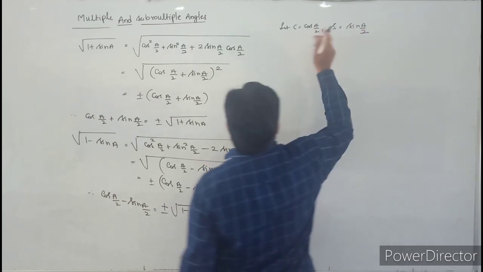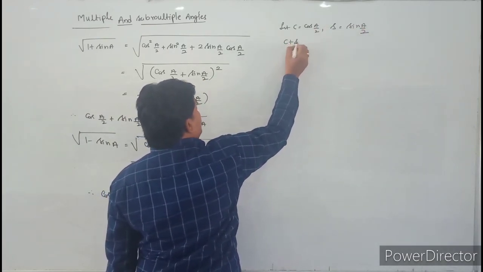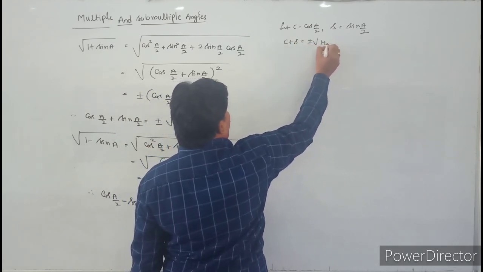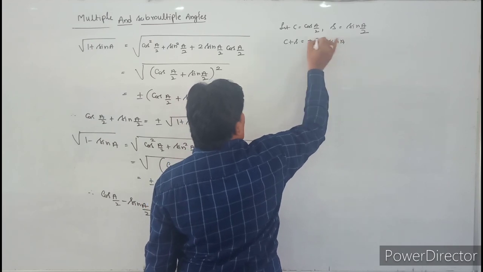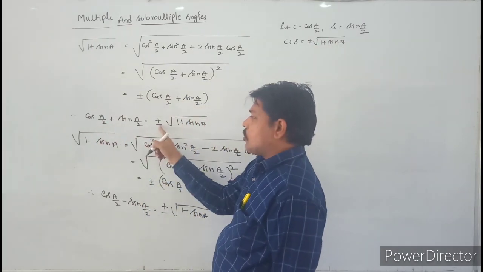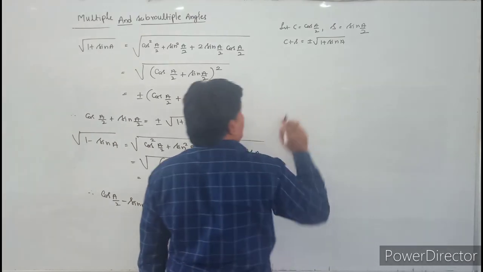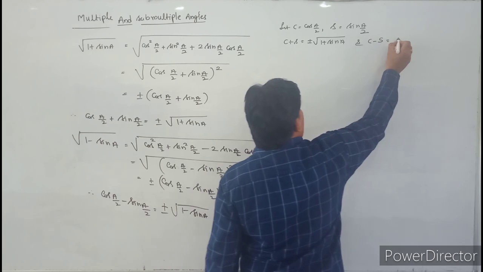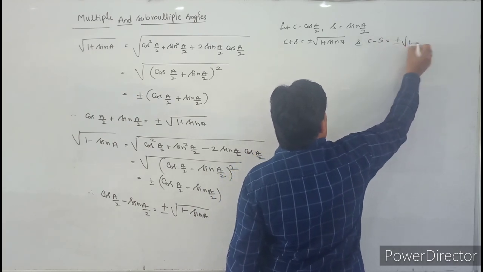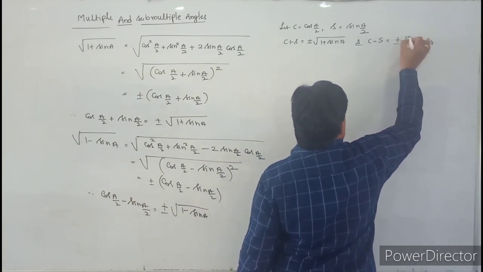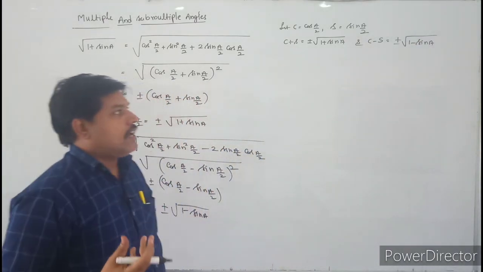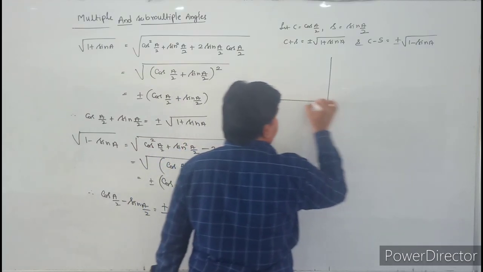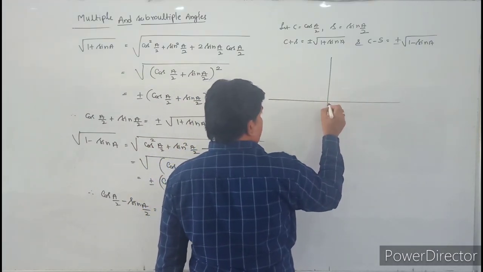Then from these two conditions we will get c plus s is equal to plus or minus square root of 1 plus sin a. Why? Because c plus s is equal to plus or minus square root of 1 plus sin a, and c minus s is equal to plus or minus square root of 1 minus sin a. So here this is the plus or minus. We will take that from the graph, students.